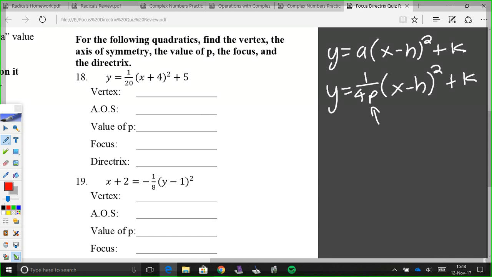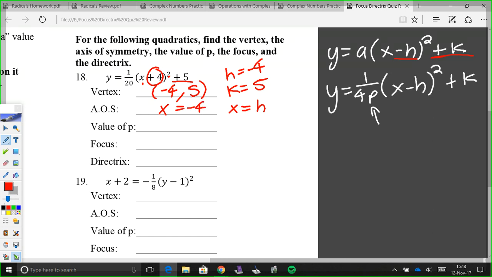Remember, this is where my h is, and the formula tells me opposite, so my h is really -4. This is where my k is, and the formula tells me to keep it the same. So -4, 5 is my vertex. My h is -4, my k is +5. I just found that from the equation. The axis of symmetry, since this is vertical, because it's x squared, is going to be the formula x equals h. So in this case, it's x equals -4, because -4 is h.